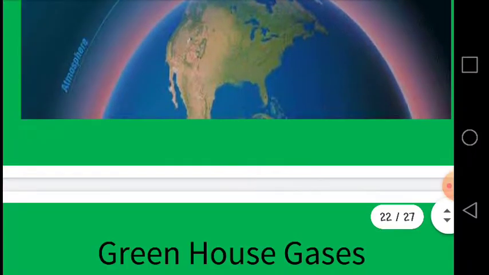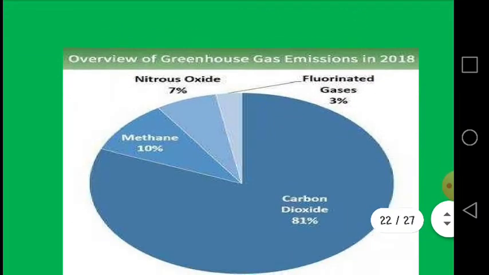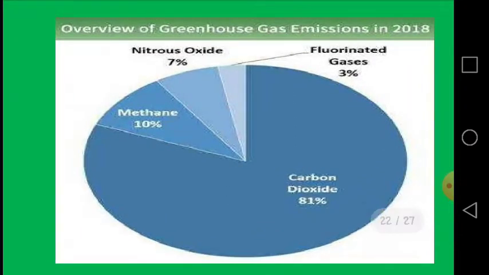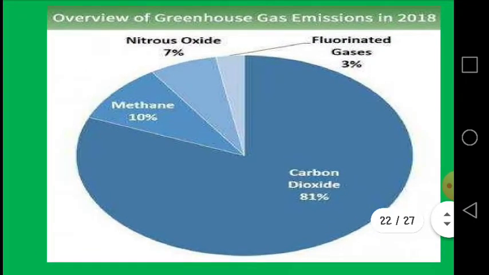What are these greenhouse gases? These are the gases which are responsible for holding the temperature, for increasing the temperature of the globe. Carbon dioxide 81%, methane 10%, nitrous oxide 7%, and fluorinated gases 3%. So these are four major gases, but we are going to focus on carbon dioxide and methane, because these are holding 91% of the greenhouse gases.